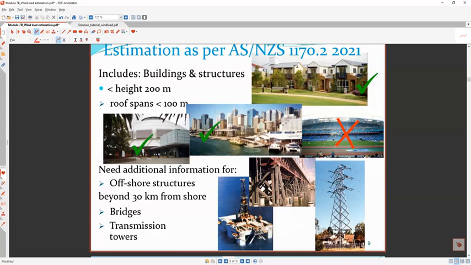So 200 meters is roughly a 60 to 65 storied building. Anything greater than 65 storeys, you will have a problem. That means you have to analyze them separately. So how do we analyze them separately? Any thoughts? If you cannot apply the standard, what are you going to do? We cannot refuse to design the structure simply because we don't have the standard.